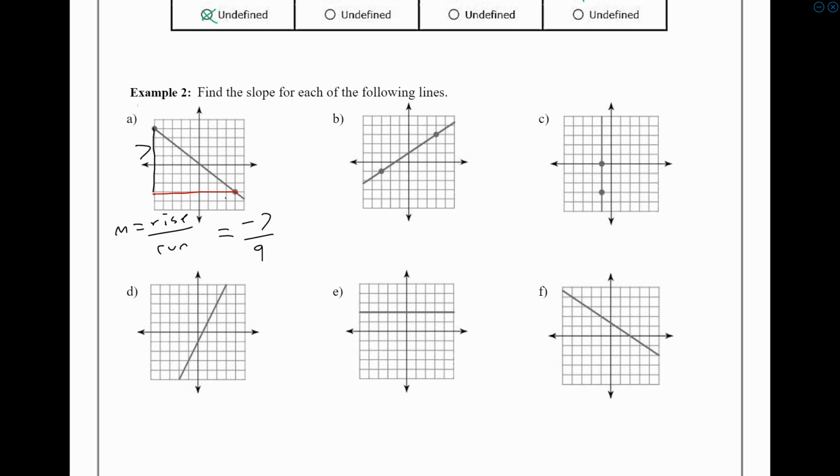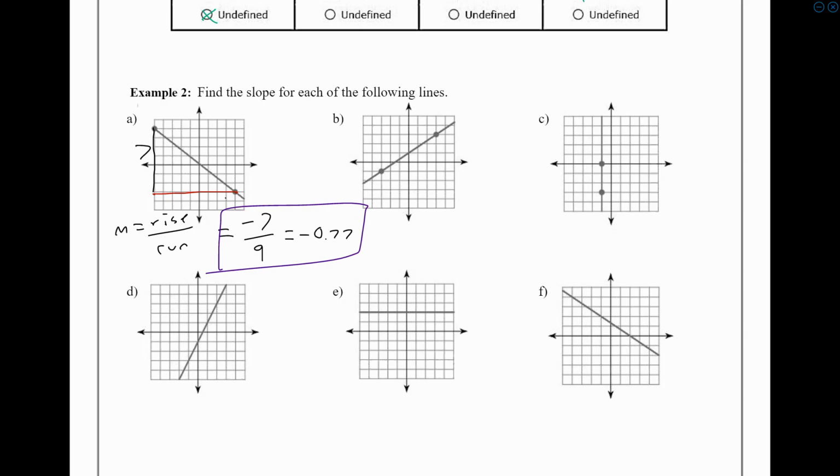And feel free, if you want, to change that to a decimal. The decimal will be negative 0.7777 repeating. That is fine. So either of these is a fine value for m. That's if we're just using rise and run, one way of working with this formula.